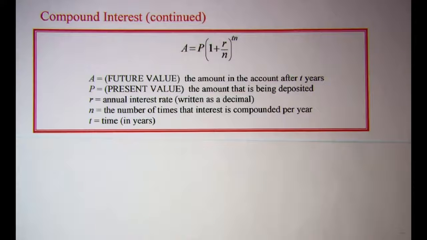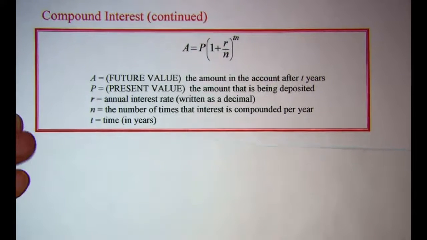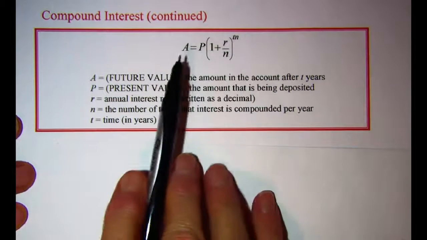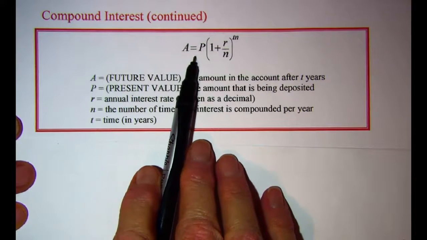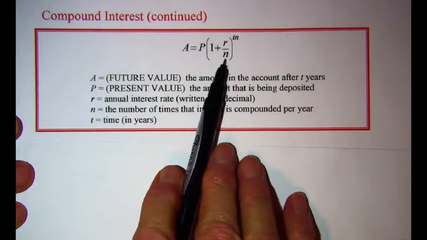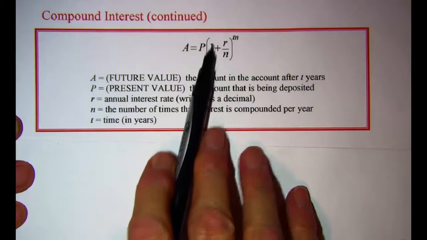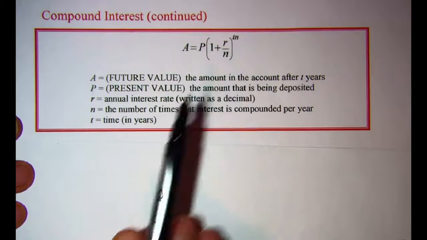In this video, we'll be looking at a compound interest problem. To solve compound interest problems, we need to use the formula A equals P times the quantity 1 plus R divided by N, and then that quantity raised to the T times N power.